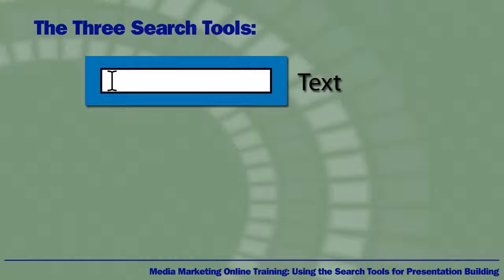The first is the text tool. Entering search text in this field only shows content in your library that contains the entered text, whether it's in the headline, text on the slide, or even in the graph or chart.